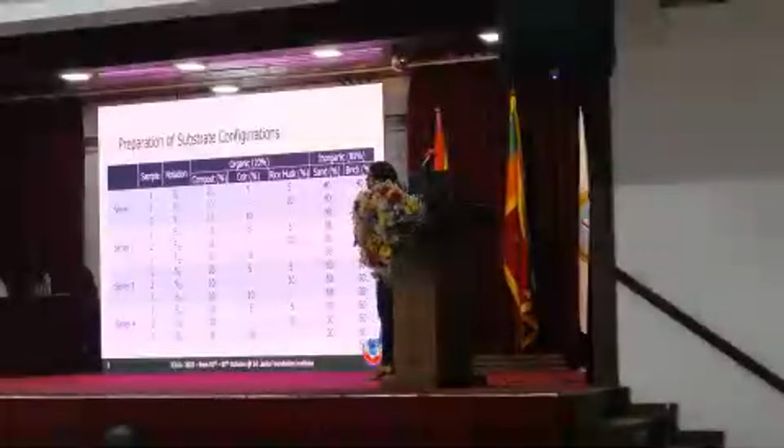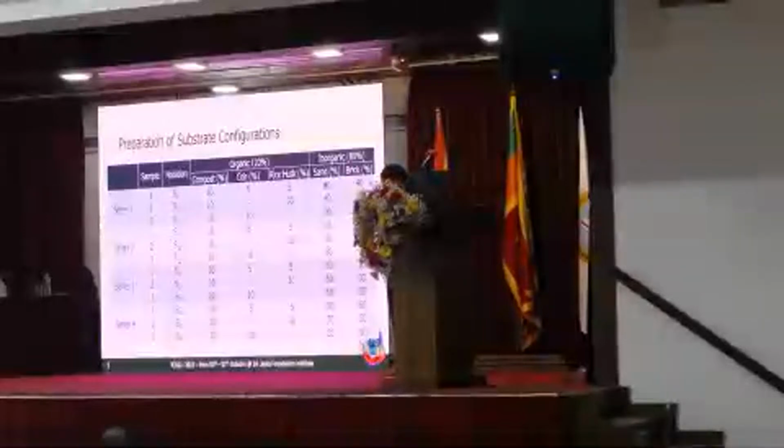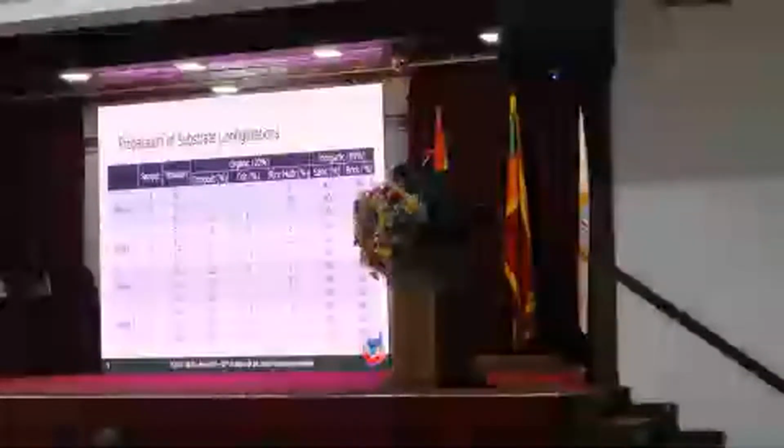So we developed 4 series. In the first series, we kept sand and brick at equal volume. And in series 2, we used only sand. In series 3, we used 50% sand and 30% brick. And in series 4, we used 30% sand and 50% brick.